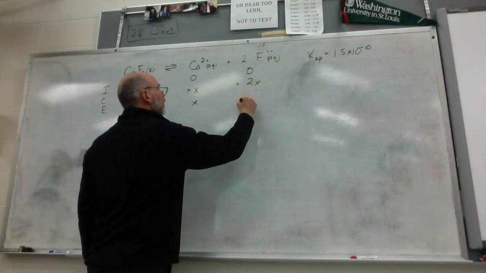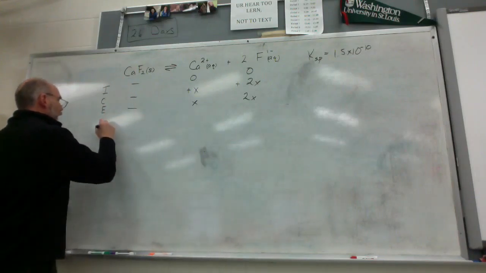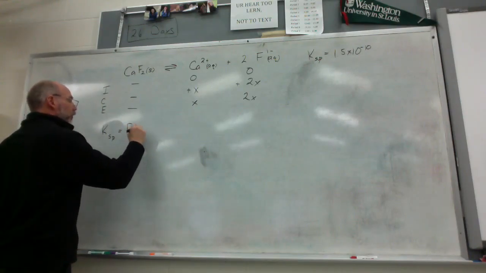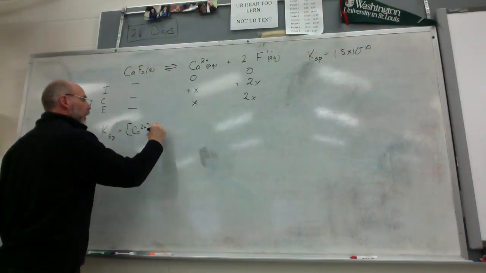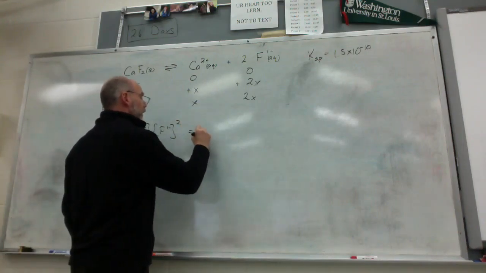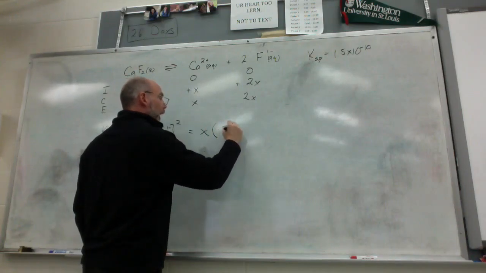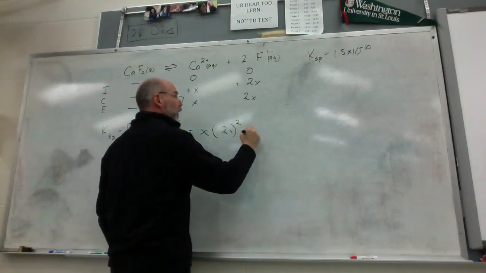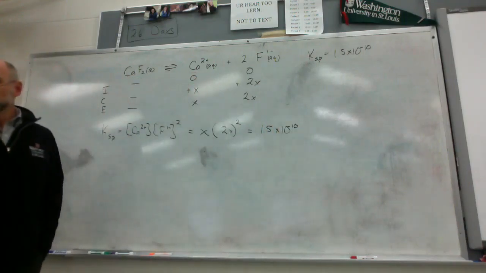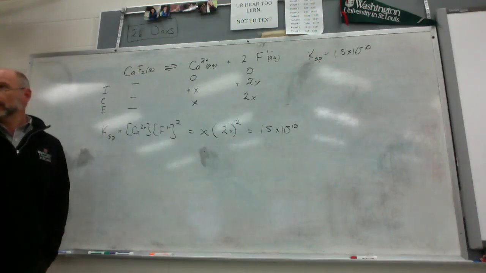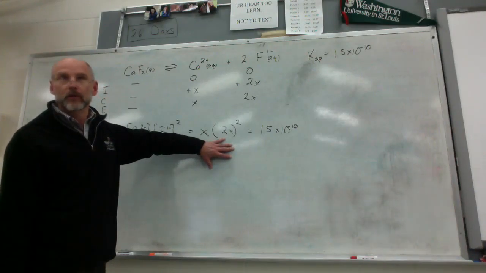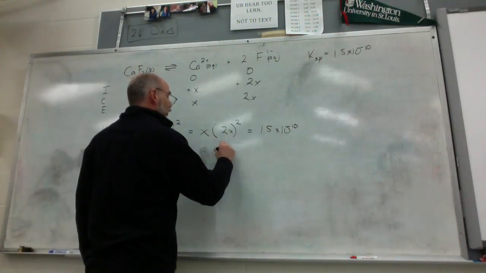When we write our equilibrium expression, we get the concentration of the calcium ion times the concentration of the fluoride ion squared, which ends up being x times (2x) squared equals 1.5 times 10 to the negative 10th. Please be careful here. We already saw people mess this up a little bit on the quiz. What is this quantity equivalent to? 4x cubed. Very good.